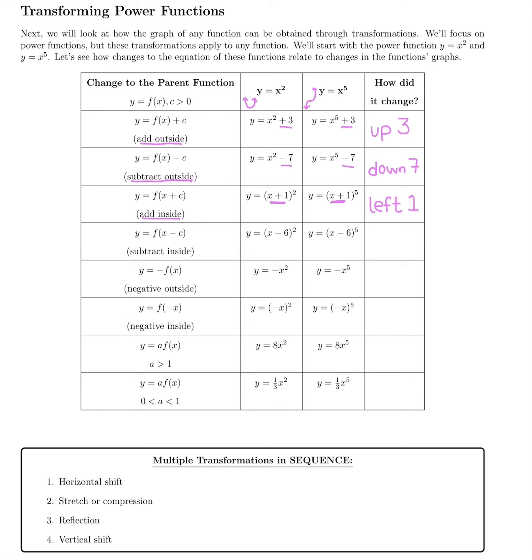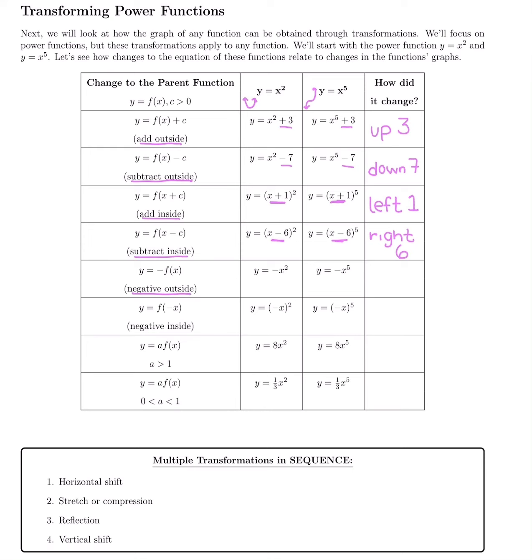Adding 1 on the outside moves it up 1. Outside, it just makes sense. When you're inside, it's kind of the opposite of what you'd think. Adding 1 moves us toward the negative numbers by 1, so we go left 1. Same thing with subtracting inside. Inside is harder. We're going to do x minus 6 all squared or x minus 6 all to the fifth. If we go inside that parent function and subtract, we're going to actually move toward the positive numbers. We're going to go right 6. Subtracting 6 inside moves us 6 units to the right.